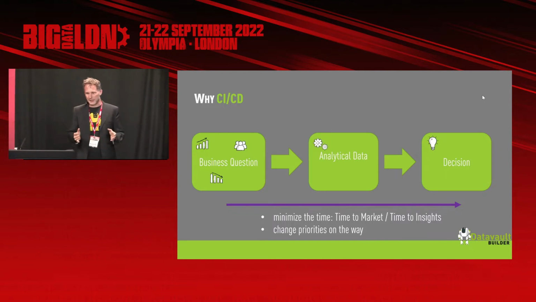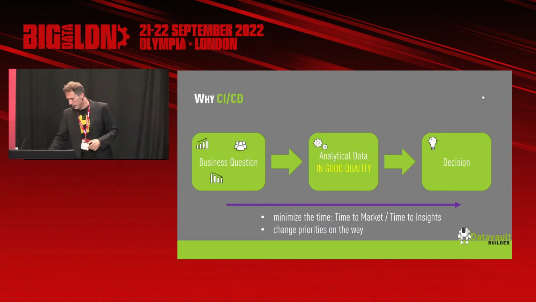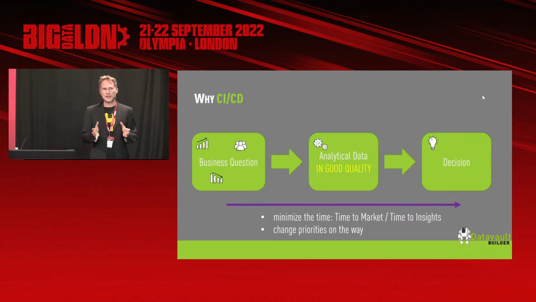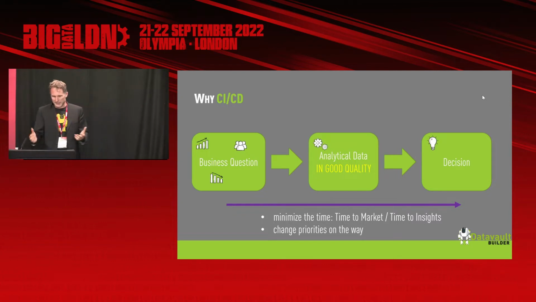So why are we doing this? The very simple thing is, and I'm always trying to draw very simple models in the beginning. We have a question, we need some analytical data, and we make a decision. And hopefully we have this data in a very good quality. And we want to minimize the time to market or time to insight. So how long does it take from getting a new requirement until delivering the answer to my question? That's a measurement that is, for me personally, important. I want to know how fast I can deliver whoever needs information, so that he can take a decision.